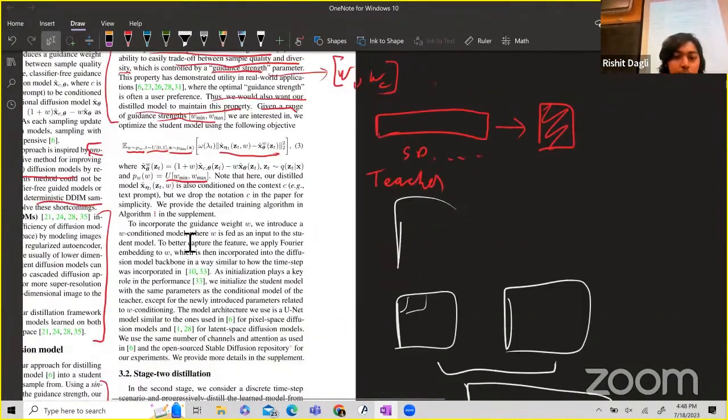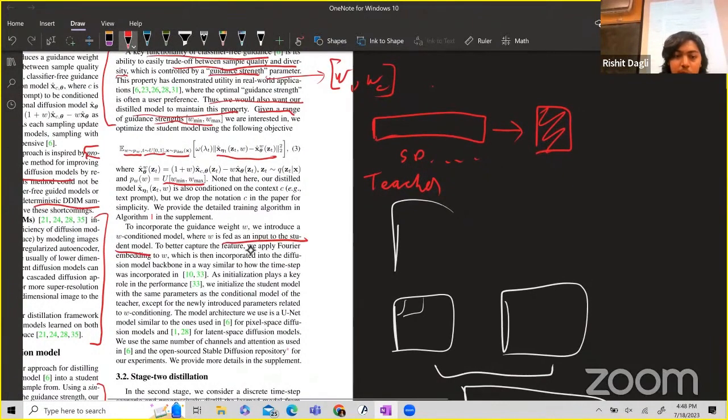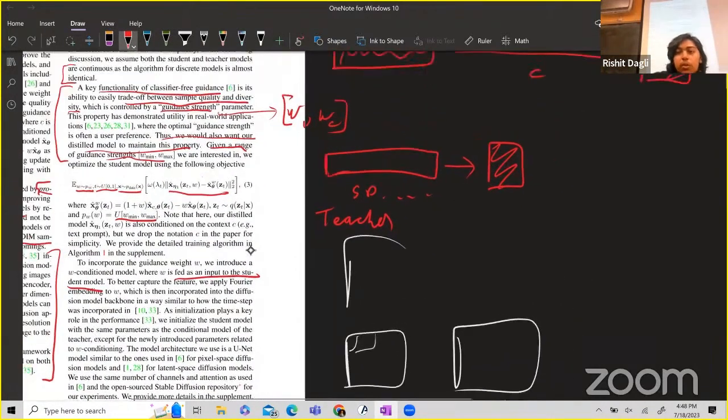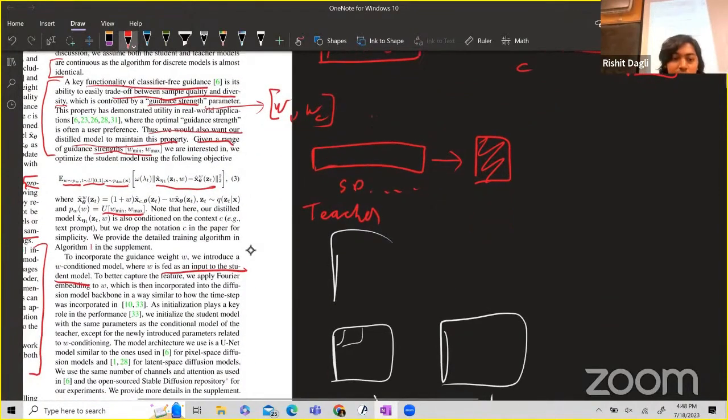And then they say to incorporate the guidance weight, we introduce a W-conditioned model where W is fed as an input to the student model. Okay, yeah, that also makes sense, because even after we train the student model, we want to have the ability to contrast how much the output depends on guidance. So I guess that makes a lot of sense.